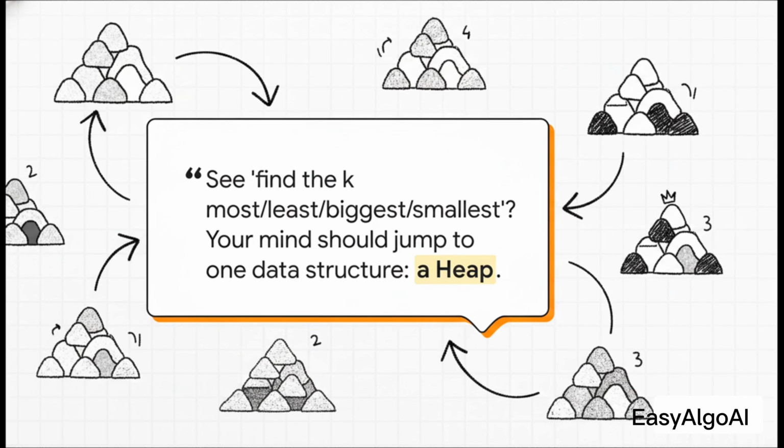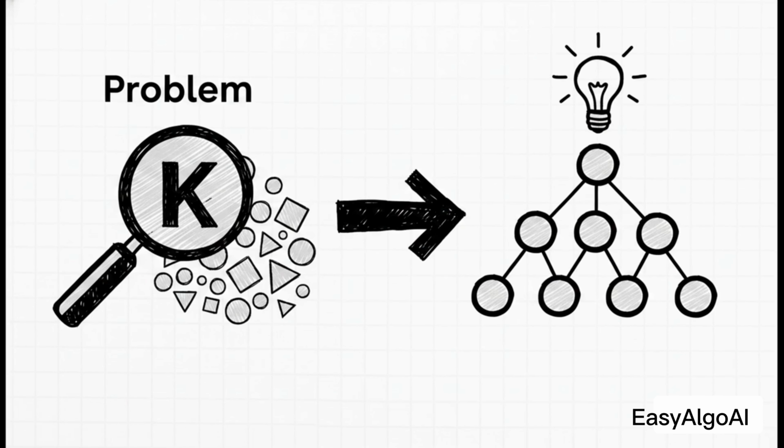Anytime a problem asks you to find the top k of anything, the k smallest distances, the k largest values, the k most frequent items, your mind should just snap right to it. Heap. This is a job for a heap. Seriously, it's that simple. This pattern is one of the most useful ones you can possibly add to your toolkit. If you see top K, you think heap. It will point you straight to an efficient solution almost every time.